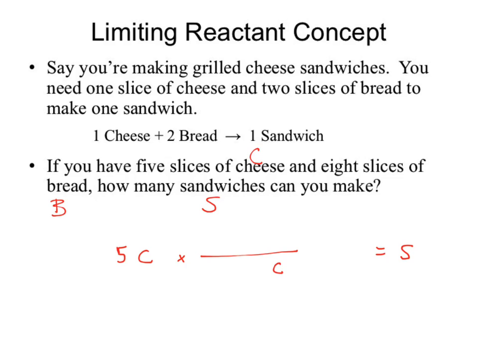Why? You want to get rid of it? I want those units to cancel. What do I want in the numerator? Sandwiches. What is the relationship between cheese and sandwiches? It is 1 to 1. How do I know it's 1 to 1? From the balanced chemical equation.